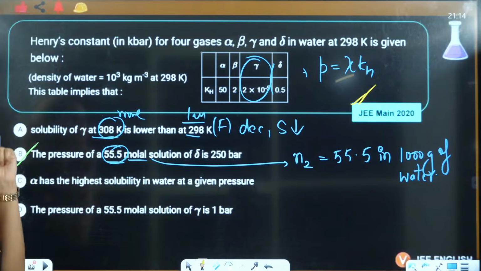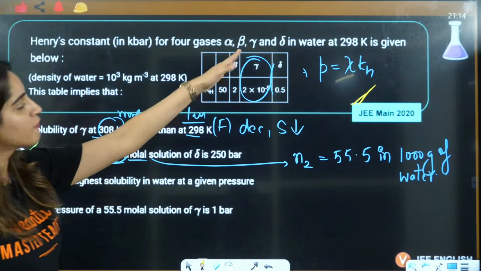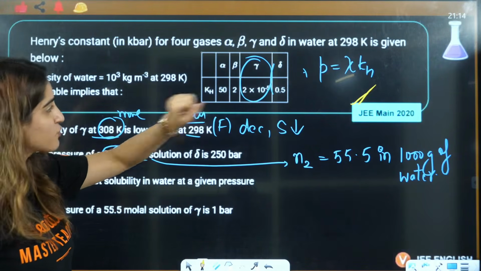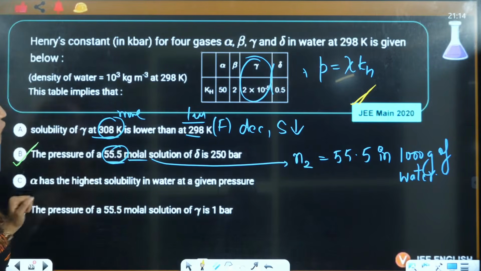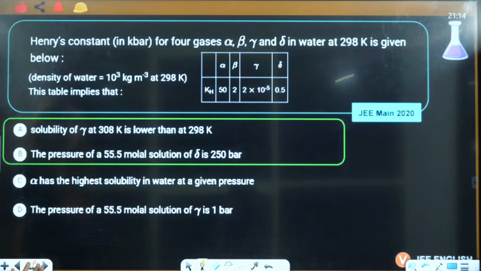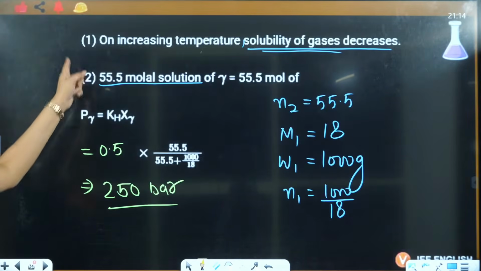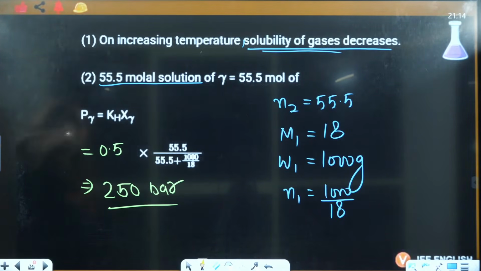If you're only discussing one gas, where we have fixed the KH value here, right? So I think for that, the statements we need to see it here, right? Because in increasing temperature, solubility of gas. Wait a minute.